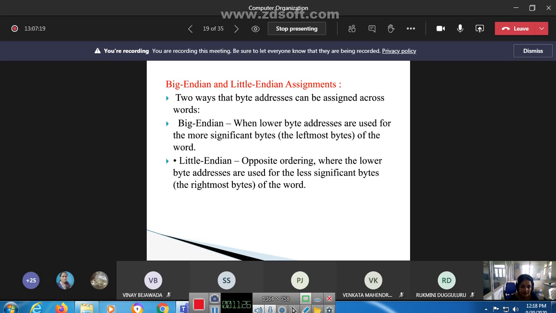So big endian is when we use the lower byte addresses for the more significant bytes of the word. And little endian means what? The opposite ordering, the opposite direction. It is the opposite of big endian, where the lower byte addresses are used for the less significant bytes of the word. So let me take a small example.